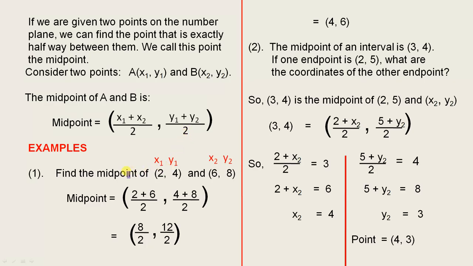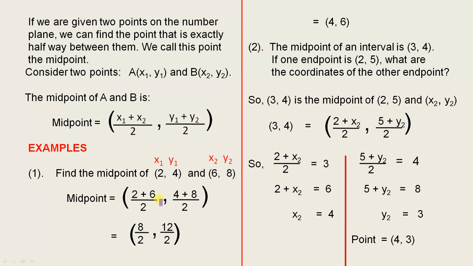Let's do an example. Find the midpoint of 2, 4 and 6, 8. So if we let 2, 4 equal x1, y1 and we let 6, 8 be x2, y2. So the x1 is the 2, the y1 is the 4, x2 is the 6 and the y2 is the 8. So the midpoint will be x1 plus x2 on 2, which is 2 plus 6 on 2. And the y-coordinate will be y1 plus y2 on 2, which is 4 plus 8 on 2.